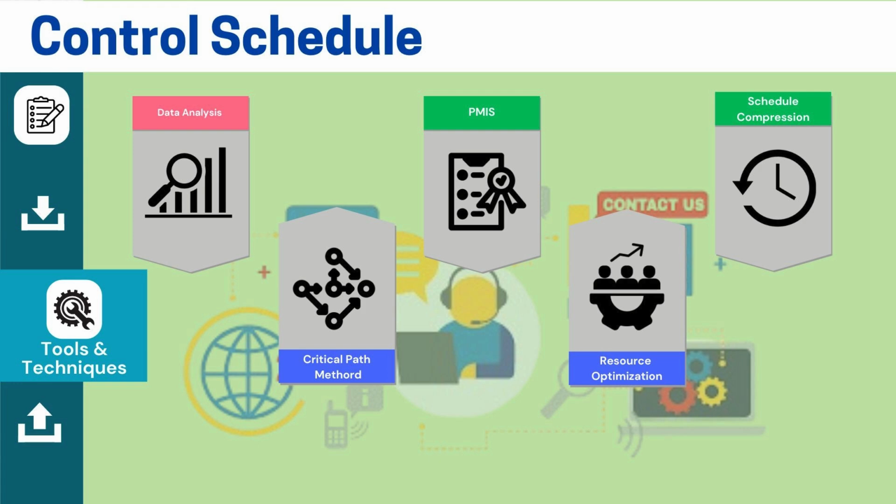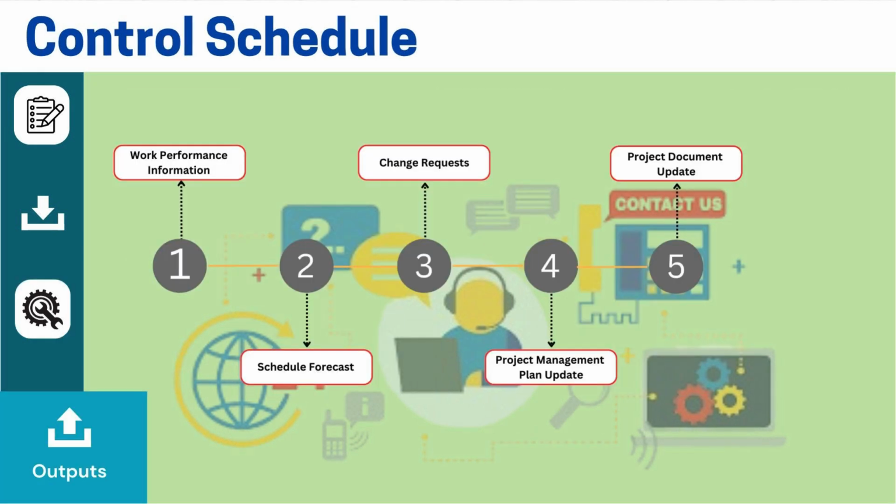At the end of the control schedule activity, we obtain work performance information, which includes the planned schedule versus the actual schedule, schedule forecasting to determine if the project will be completed on time or delayed, change requests and how they are managed. The project management plan and related documents, such as the assumption log and lessons learned, will also be updated accordingly.